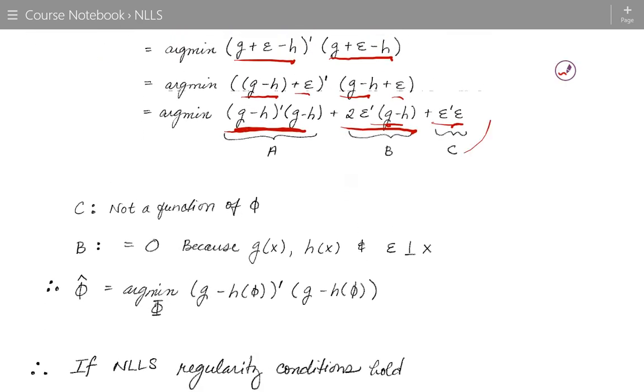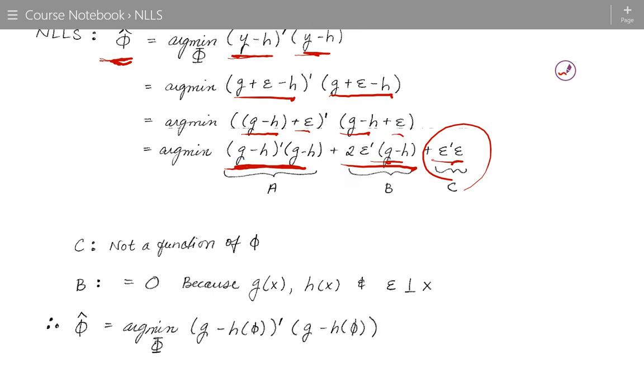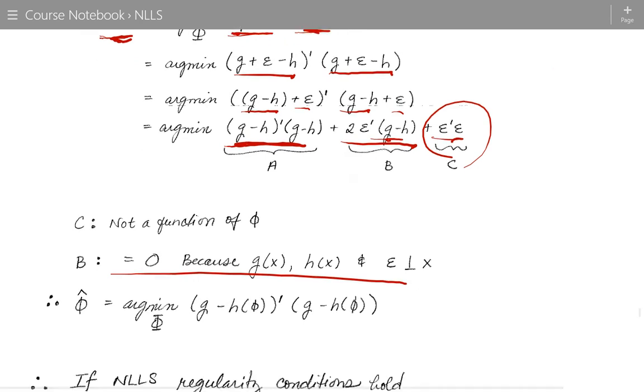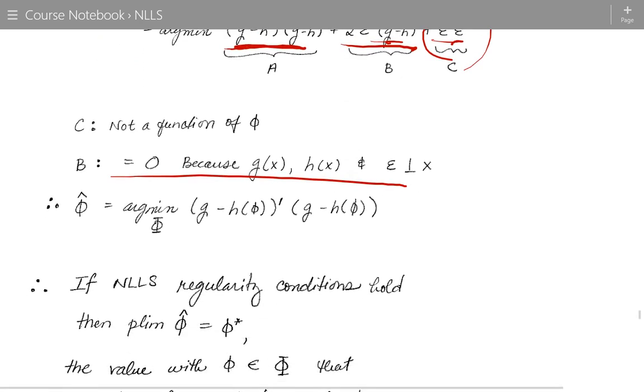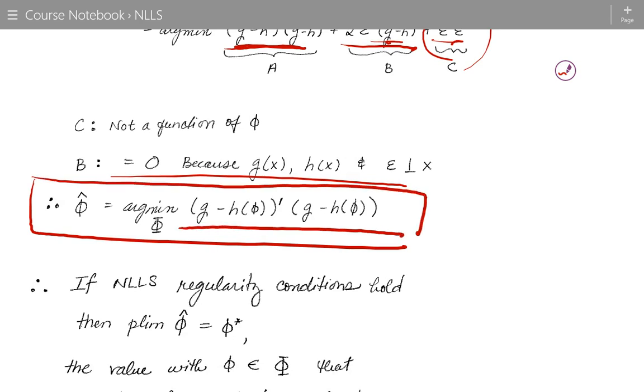C is not a function of phi, so we're not going to worry about that in terms of what we get when we minimize. And B is 0 because of the orthogonality of the error term. And so really what we have is phi hat is the argument that minimizes the differences between the models.